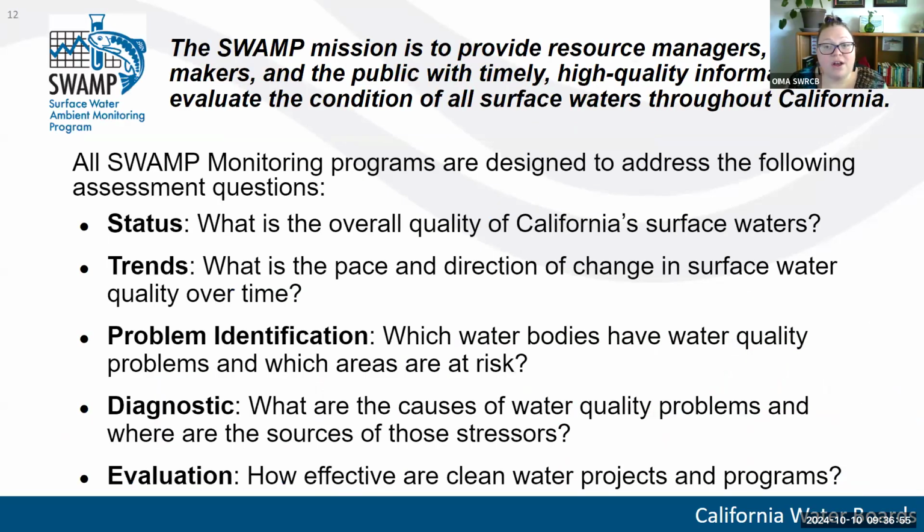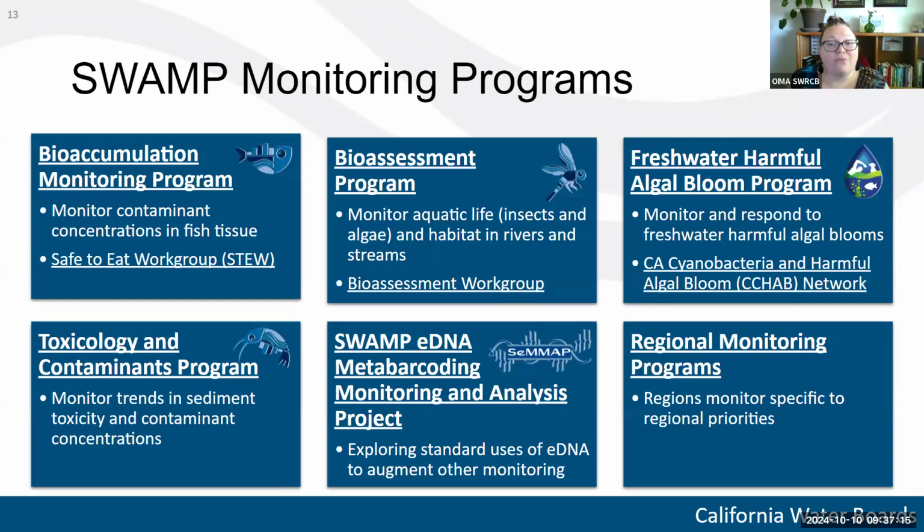Historically, we've been focused on increasing our understanding of the current status and trends associated with each monitoring program. But whenever possible, when we have the capacity and resources, we also collect data to inform problem identification, diagnostic, and evaluation topics. There are 4 statewide monitoring programs. The Bioaccumulation Monitoring Program monitors contaminant concentrations like mercury in fish tissue to inform folks on which fish are safer to eat in water bodies throughout the state.